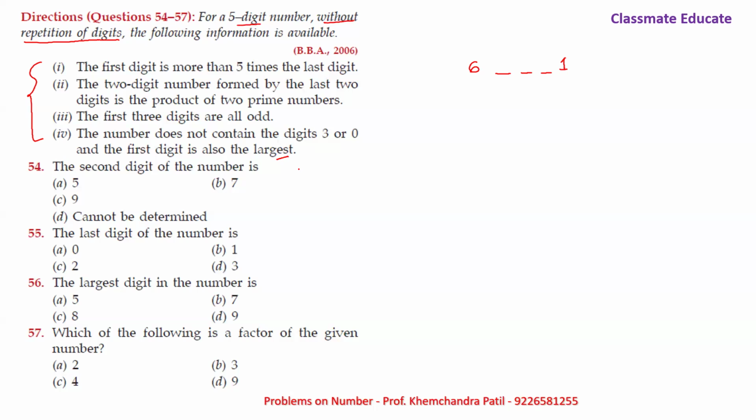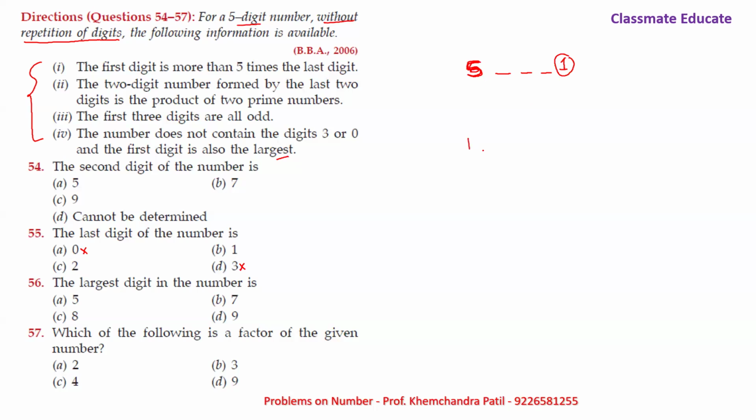The first digit is more than five times the last digit. The last digit of the number can't be 0, can't be 3, so 1 must be the last digit. So five times more, so take 5 only. This must be 5.